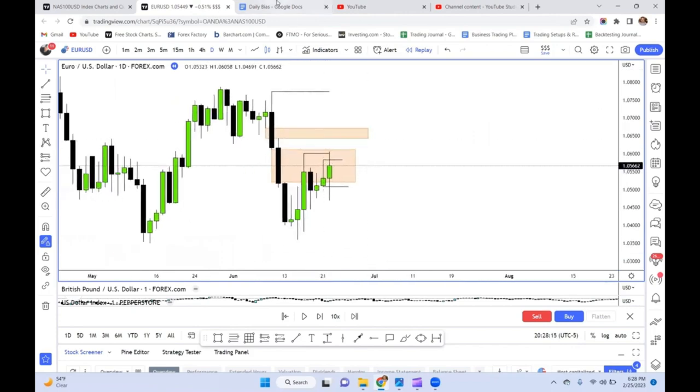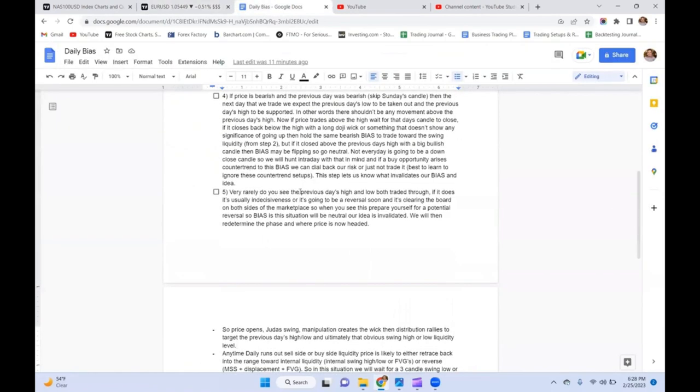Because again, remember what we said here. Very rarely do you see the previous day's high and low both traded through. If it does, it's usually indecisiveness where it's going to be a reversal soon. And it's clearing the board on both sides of the marketplace. So when you see this, prepare yourself for a potential reversal. So bias in this situation will be neutral. Our idea is invalidated. We will then redetermine the phase and where price is now headed.